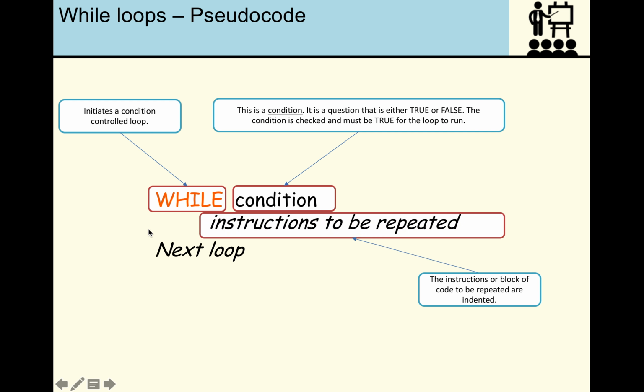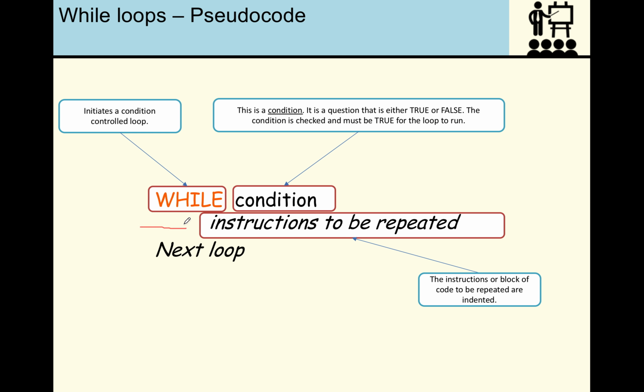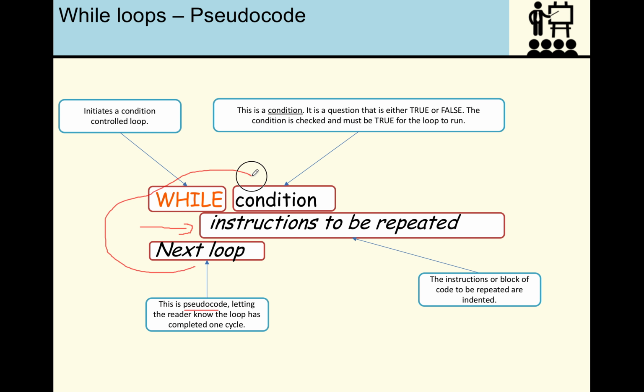And then we can see that the instructions or block of code to be repeated are indented. Everything that we want to be repeated needs to be indented. And then finally, this is just pseudocode, so I'm letting the reader know that the loop has completed one cycle. And once we complete this cycle, we go back to the beginning and we check our condition. Is our condition true? If it's true, then we're going to repeat. Otherwise, we leave the loop.